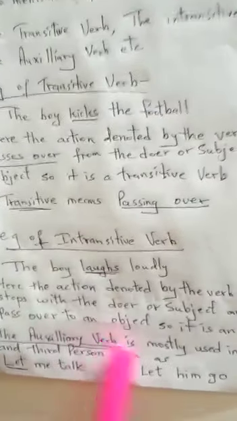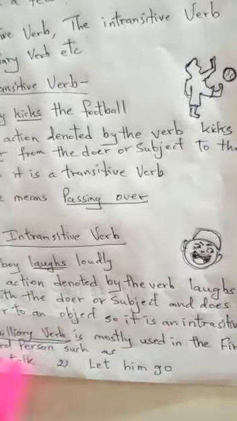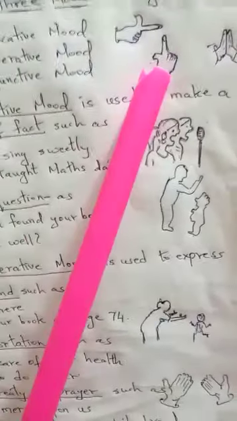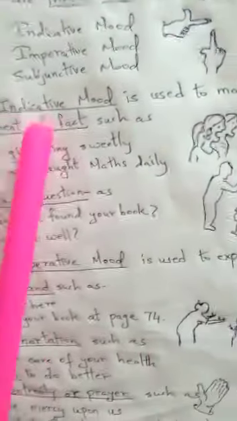The auxiliary verb is mostly used in the first and third person such as let me talk, let him go, etc. Children, do you know that just as you and me have moods, verbs also have their own moods. There are 3 kinds of moods in English. The indicative mood, here I am showing the indicative finger, the imperative mood, showing the command and request, and the subjunctive mood.